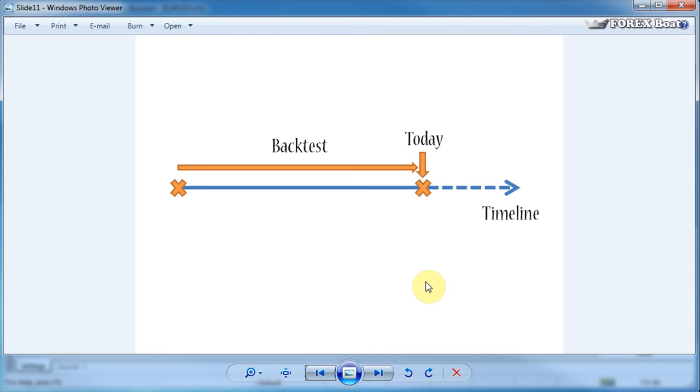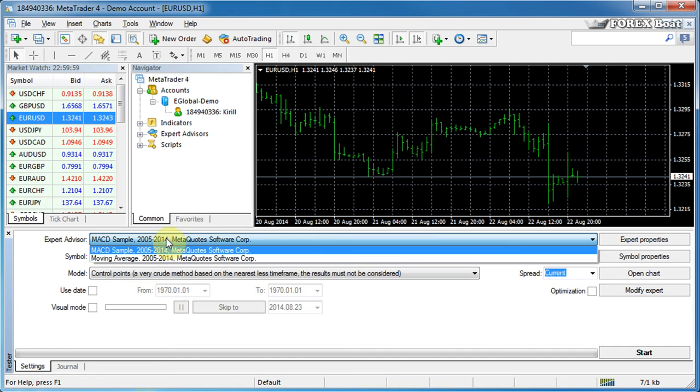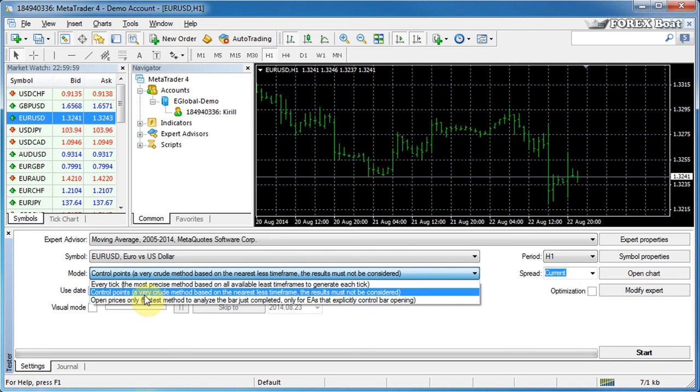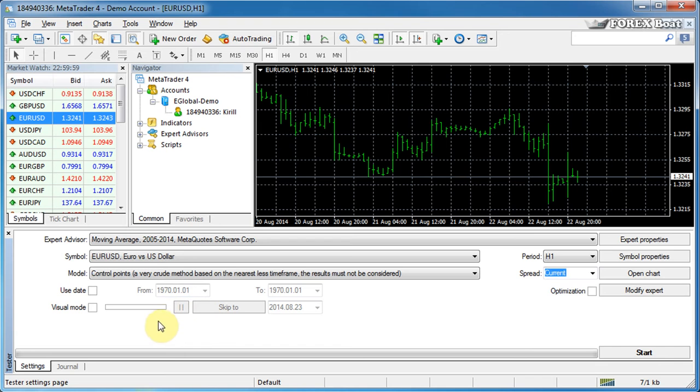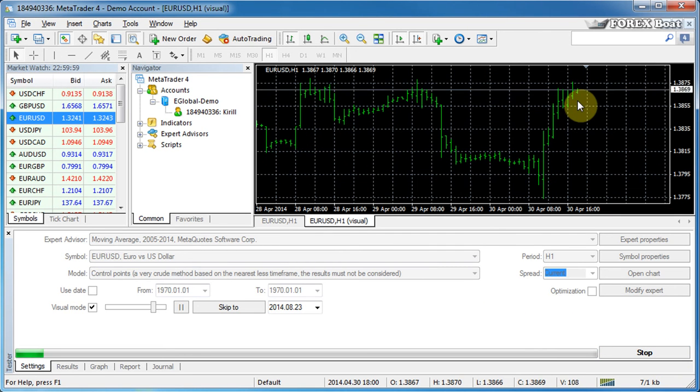So let's go to MetaTrader 4 now and just run our very first backtest. Here you can select any of the two expert advisors available to you. Select any chart, any period. I recommend selecting control points at this stage just to speed things up. You can choose the dates here. These are the two points in time. I'm not going to choose any dates, and that way the test will run on the full data set that's available to me. We'll click visual mode so we can see how our test is progressing, and then we'll just click start over here. As you can see, a new chart has appeared and a simulation has begun.